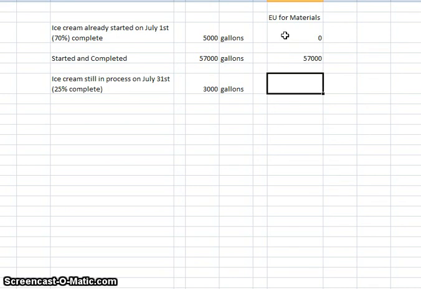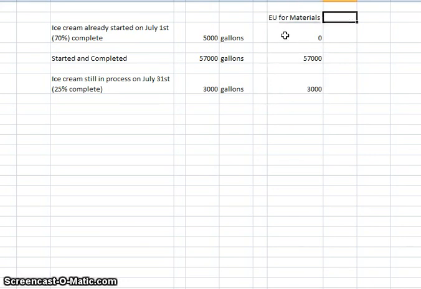Now for the ice cream in process on July 31st, if you step back and think about it, if the ice cream has already begun being mixed, well, if all materials are added at the beginning of the process, then this ice cream has already had all of its materials applied to it. So you've got 3,000 equivalent units for the inventory, the items that are still in process at the end of the month. Okay, so this one's not so bad for this part of it.